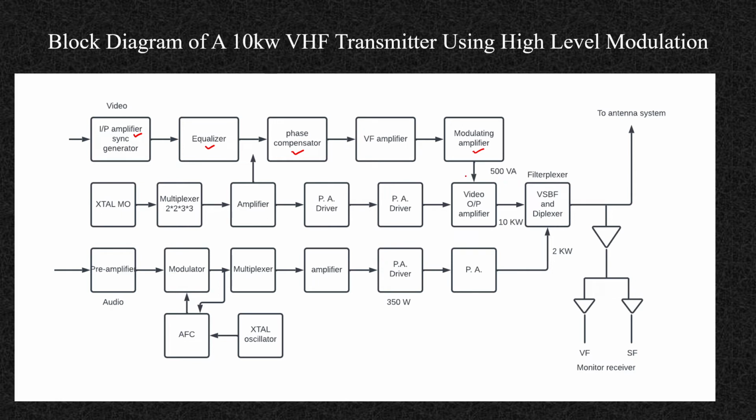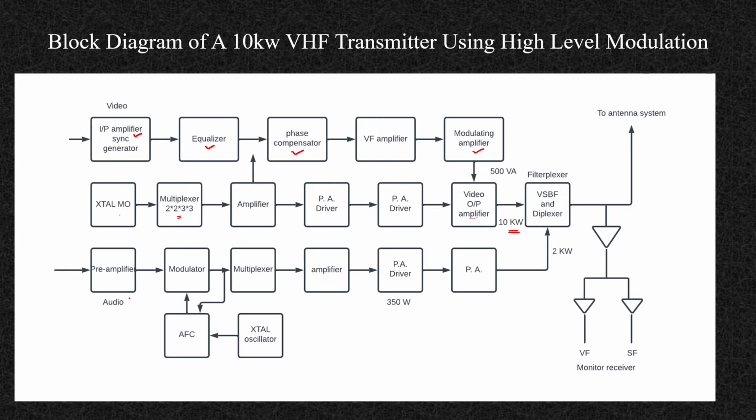Okay, now here this crystal oscillator generates the carrier given to the multiplier, which multiplies it, frequency up conversion is done, and again amplification is done. This is the power amplifier driver, again this is the power amplifier driver, and this is the video output amplifier. Okay, here there is amplification before modulation, after that also amplification, and the power is increased up to 10 kilowatt, and then it is given to the vestigial side band filter and a diplexer. Okay, this combined unit is called a filterplexer, and then it goes to the antenna system.